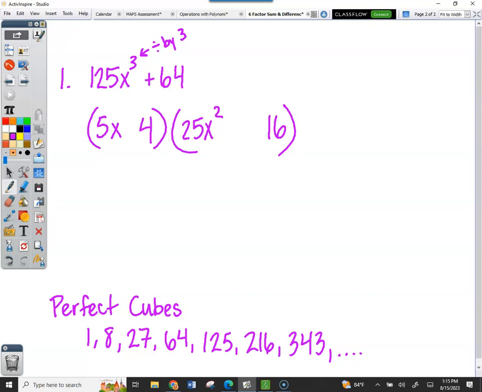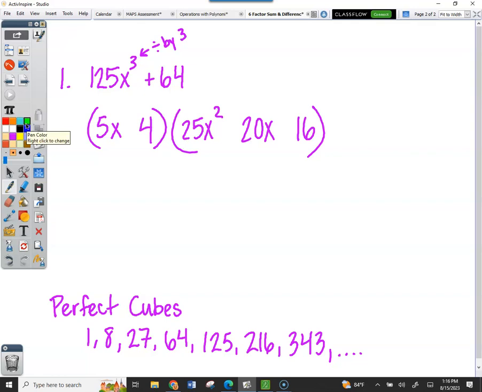To get the middle term, you multiply those two together. Gotta shift it. Ran out of room. And then the signs are last. What do we always remember?